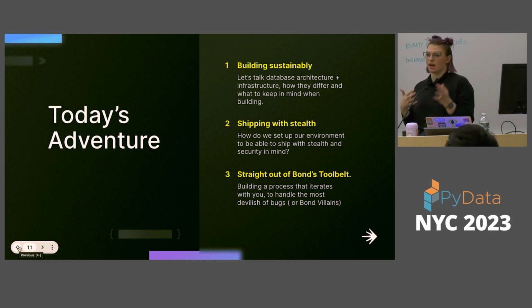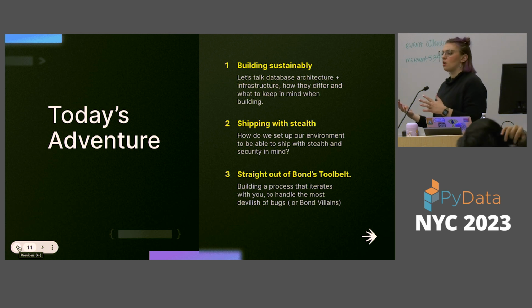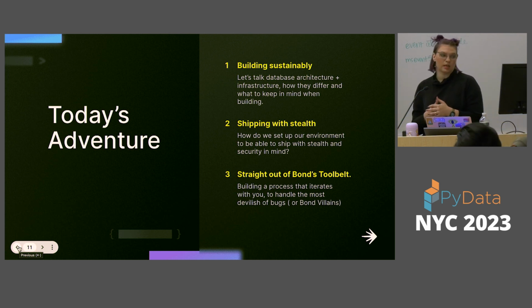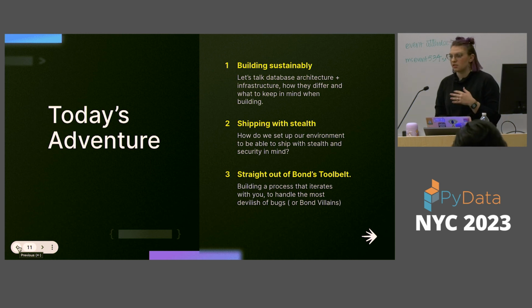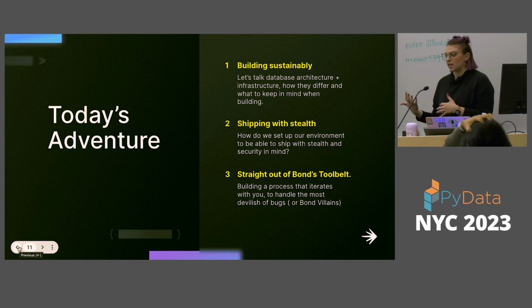So if we've launched an API, we've made changes, and they were the wrong changes, how do we deploy that back really quickly? And then lastly, how do we build like we're building straight out of James Bond's tool belt? So a process that continues to iterate with you and grows with scale.